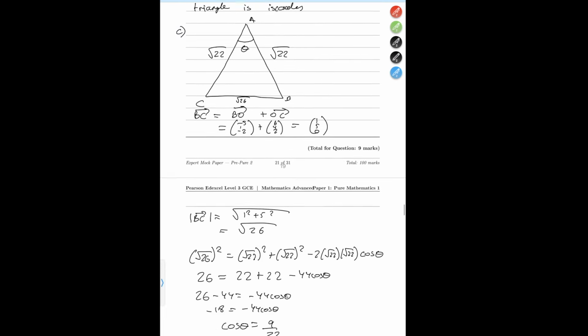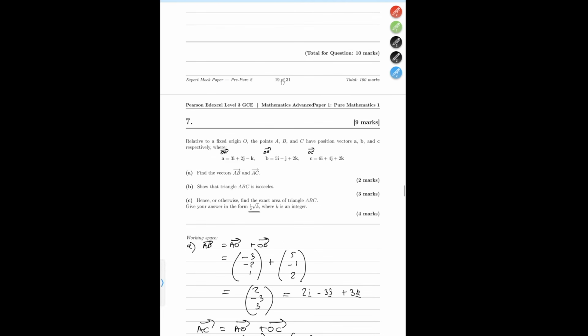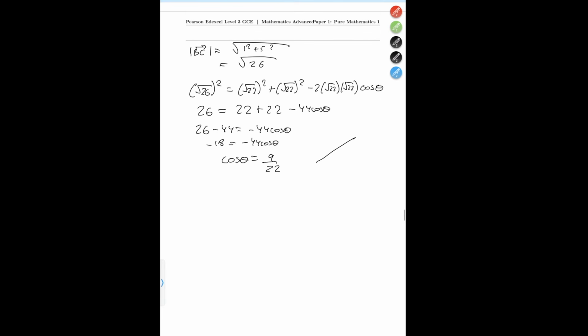Now, we can't really find out theta because we have to find the exact form here. So it's better if we use the method of drawing out the triangle as such. So theta, 9, 22. Label this as x. So 9 squared plus x squared is 22 squared. So x squared is 484 minus 81. So therefore x is root 403.